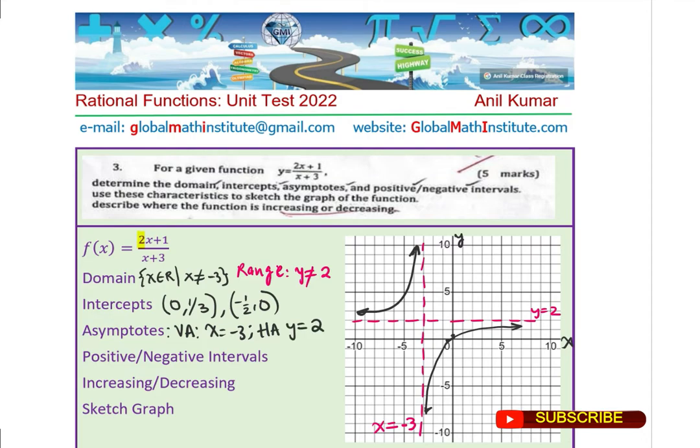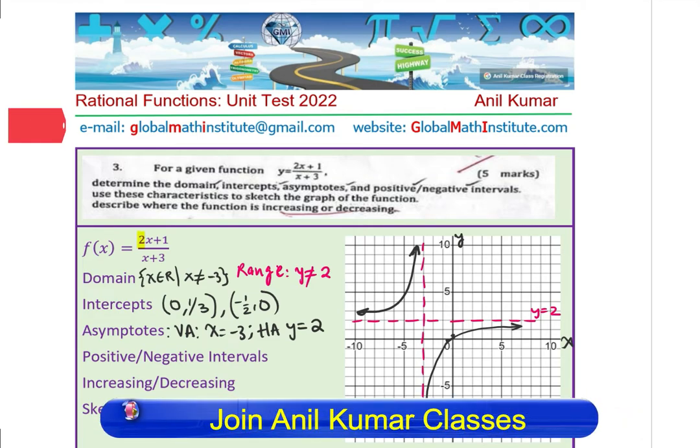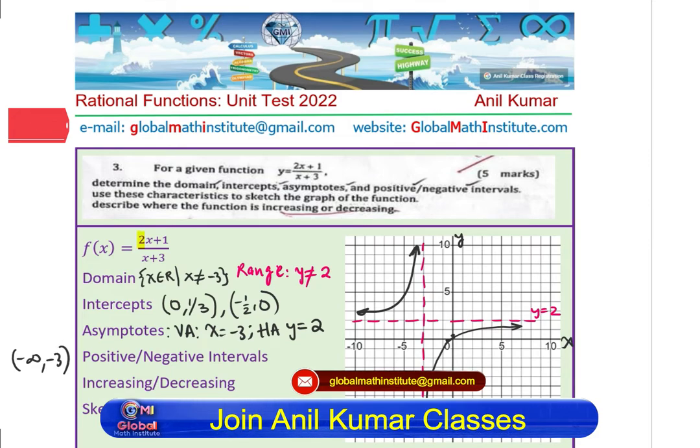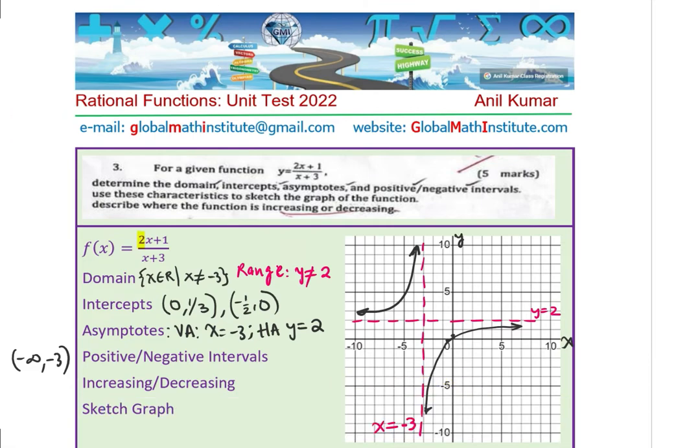Positive and negative intervals. Now, function is positive when we are going from, so let's write down positive intervals. Positive when it is from minus infinity to left side of minus 3, correct? And then from the x-intercept, which is at minus half, to positive infinity. Do you see that? So this is when f of x is greater than 0. This is positive. Is that clear to you?